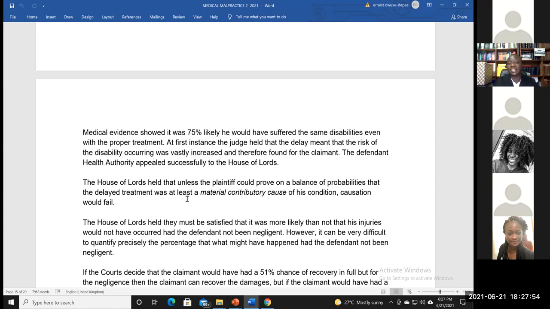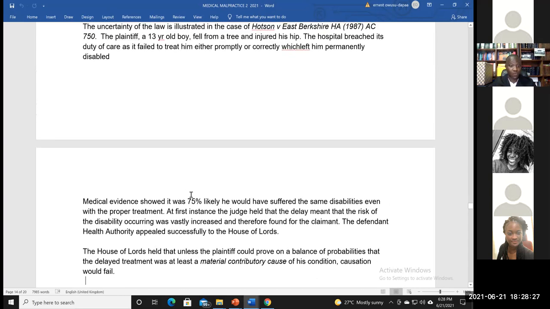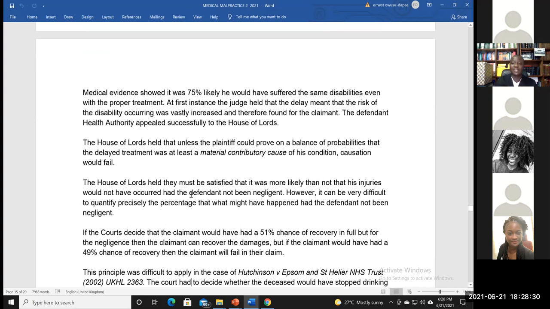But it can practically be difficult to work out the mathematics, that is the percentage point, in terms of what might have happened had the defendant not been negligent. It's not all the time that you can easily work out that, okay, if the defendant had not done this, there is 60% chance, 50% chance, 90% chance that this condition would not have escalated, or would not have worsened, or I would have recovered. Yeah, so it's not all the time that you can reduce some of these loss of chance to mathematical precision.